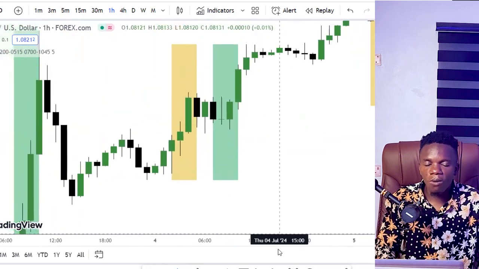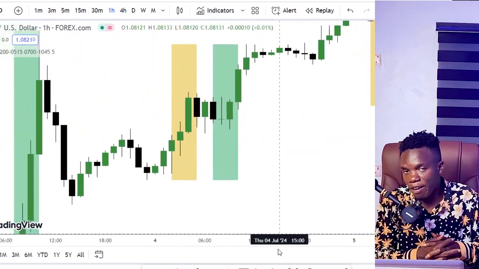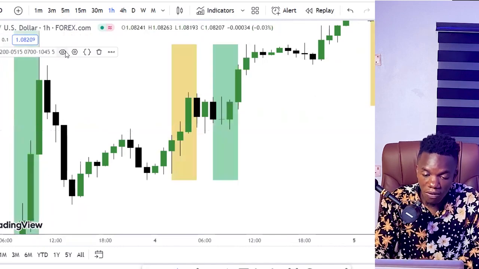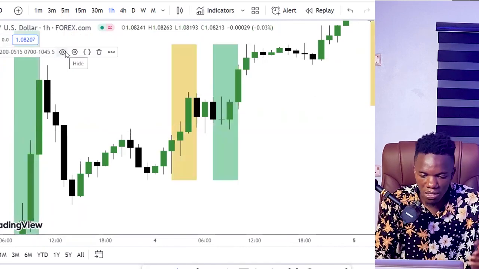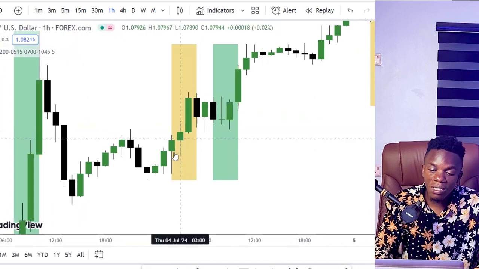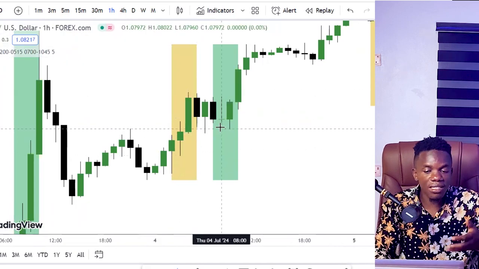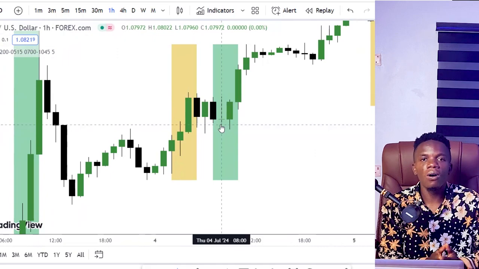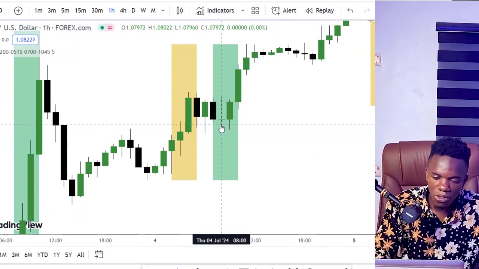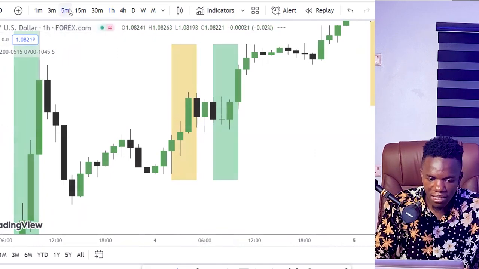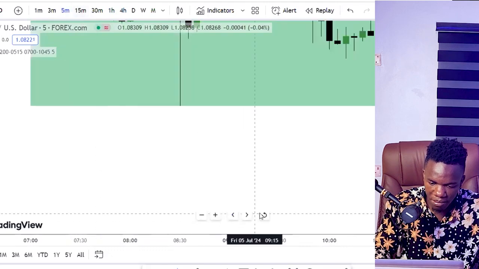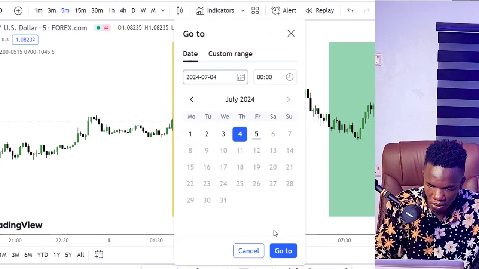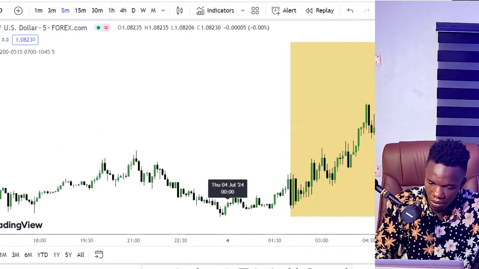So obviously, by now, if you are a very loyal fan of mine on YouTube, you should know that I make use of this indicator very well to indicate my London and New York key zone. So this one will show me the London key zone because I want to trade the New York session. I want to trade the AM session of the silver bullet strategy. So I'll go to the 5 minute or 15 minute time frame, and then look at yesterday's price action, which is Thursday. Very, very good.